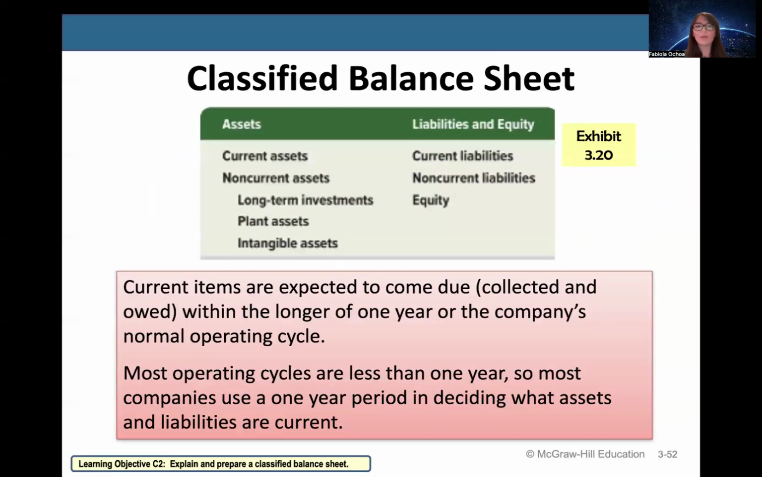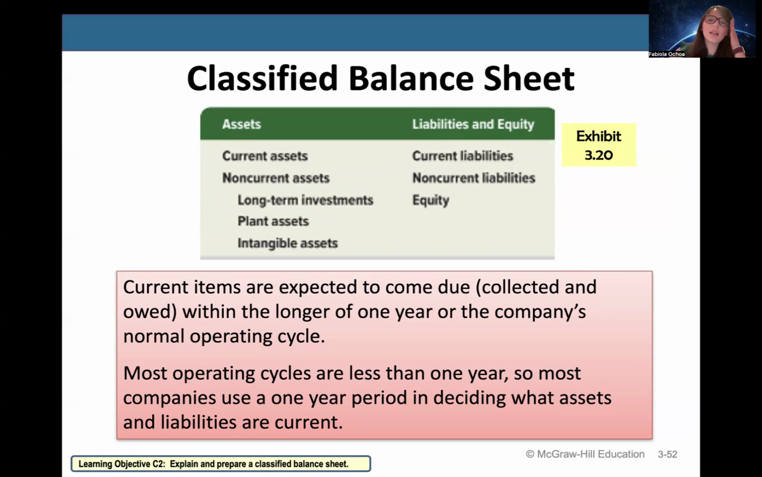Okay, so now we are going to go over something called a classified balance sheet. We list items on our balance sheet under current items or non-current, or long-term, items. Current items are expected to come due within the longer of 1 year or the company's normal operating cycle. So you have your current assets and your current liabilities. Most operating cycles are less than 1 year, so most companies use a 1 year period in deciding what assets and liabilities are current.